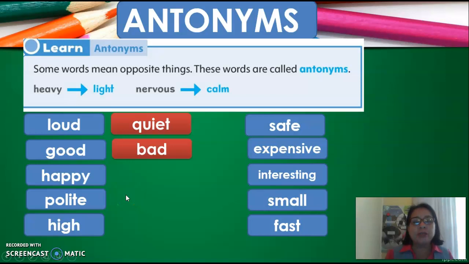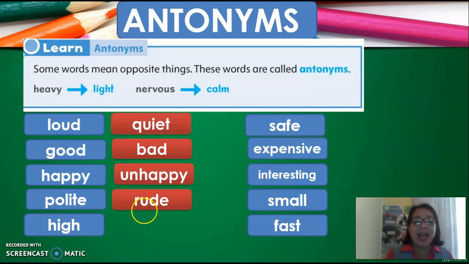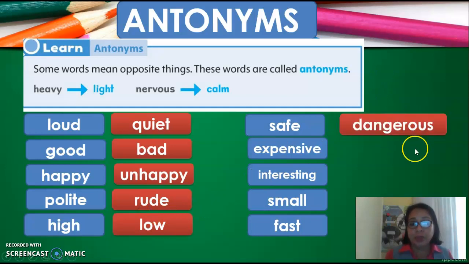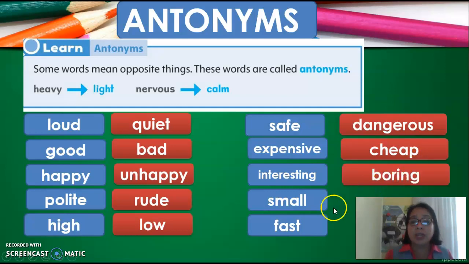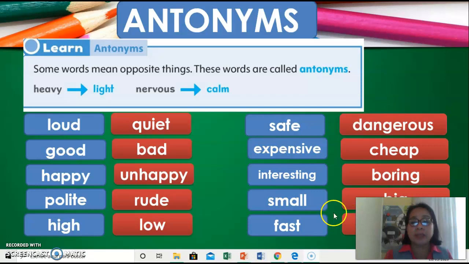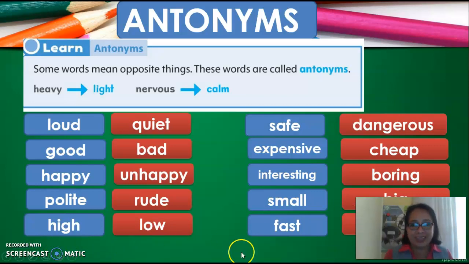Happy. The opposite of happy is unhappy. Polite. The opposite is rude. High. The opposite is low. Safe. The opposite is dangerous. Expensive. Opposite is cheap. Interesting. Boring. Small. Big. Fast. Slow. Let me see. Okay? So, let's continue with this.